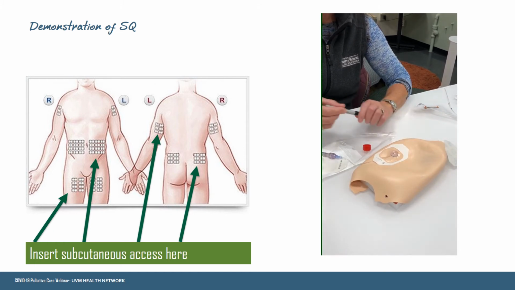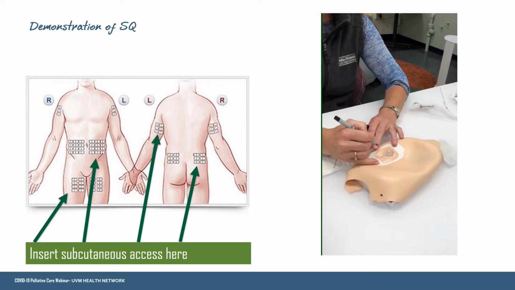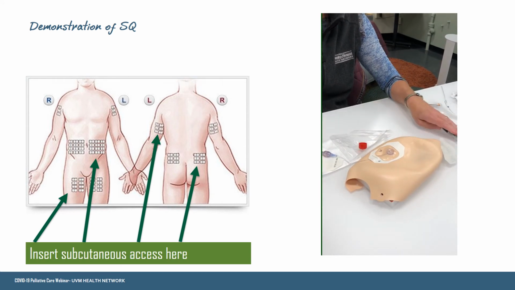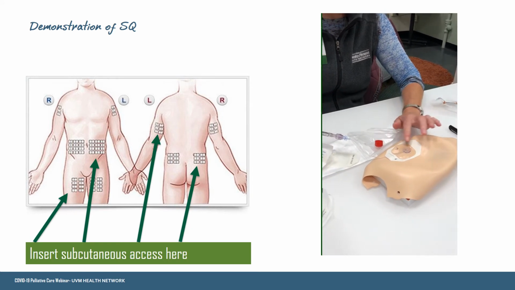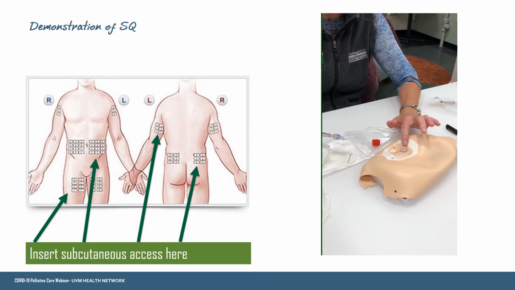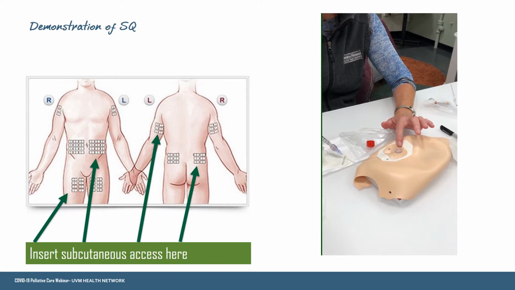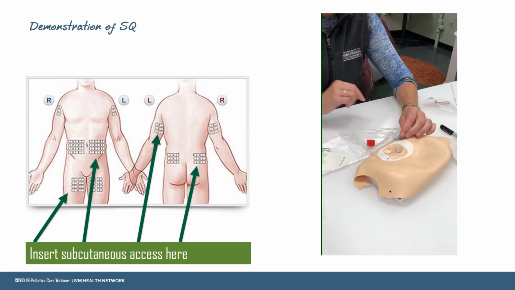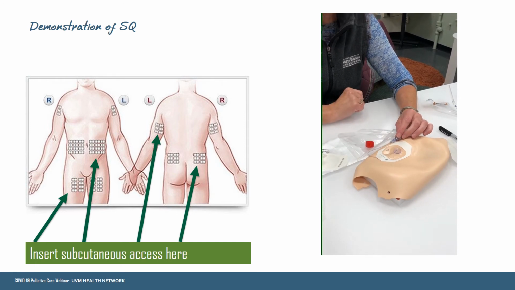and you'll write on the sub-Q site what the medication is for. This one's for morphine, so I put an M. When you give the medication, you go very slowly and make sure there's no leaking of the medication at the site. And you can loop it around and put a piece of tape to secure the tubing if you need to.